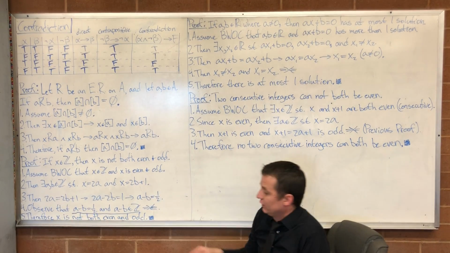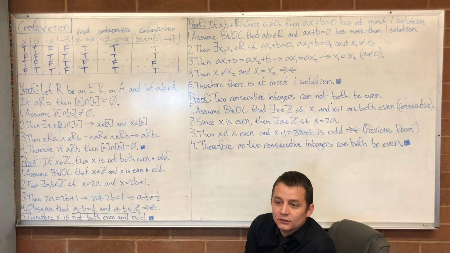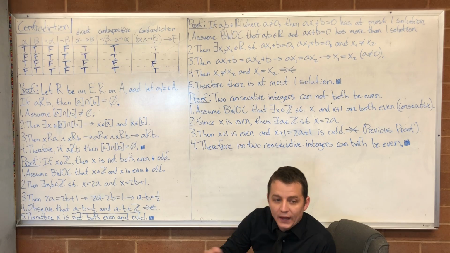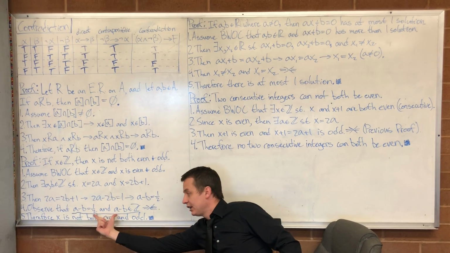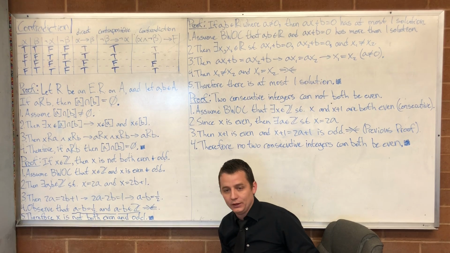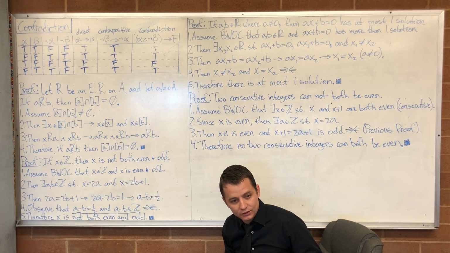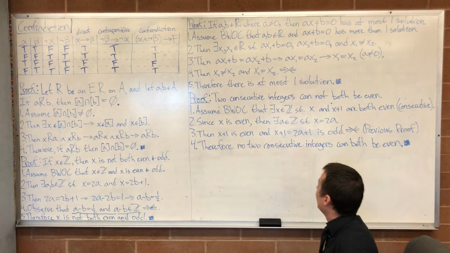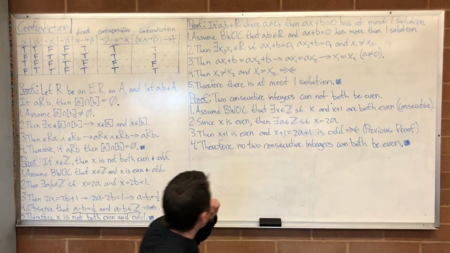Therefore, x is not both even and odd. Because if x was both even and odd, then this statement would be true. But this statement's not true, so x can't be both even and odd. You see the logic there? Alright, let's do another one.